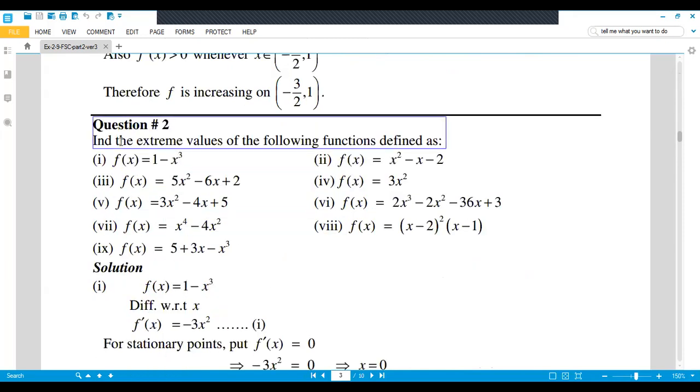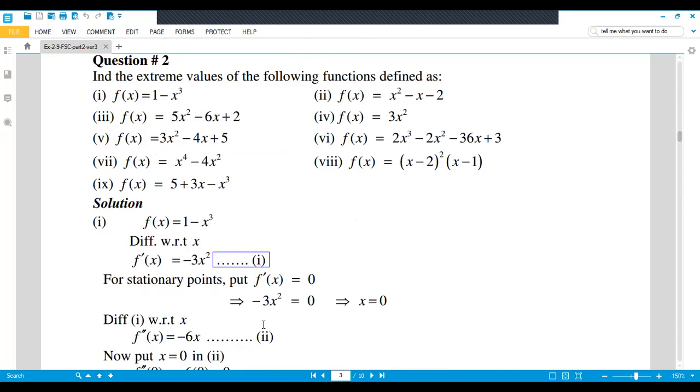Look, you are given: find the extreme values for the following functions. You have to find the extreme values for these functions. Look, what will you do? You follow these steps for all. The function is f of x is equal to 1 minus x cube. So you differentiate with respect to x to find the first derivative. F prime of x: the derivative of 1 is 0 and the derivative of minus x cube, so 3 will come as the coefficient, and from the power you subtract 1, 3 minus 1, 2. So minus 3x square we get. This is the first derivative.